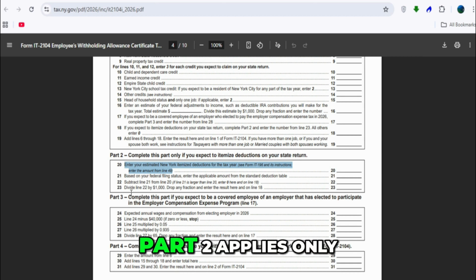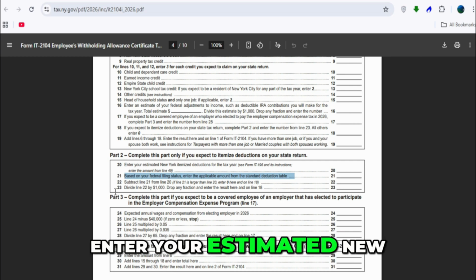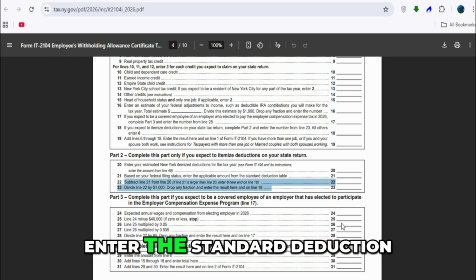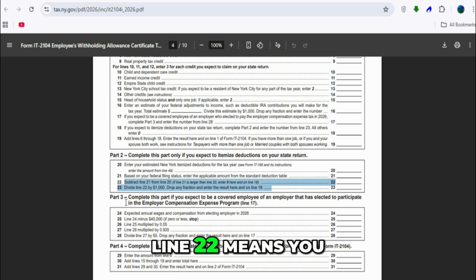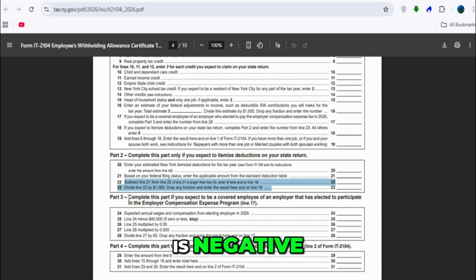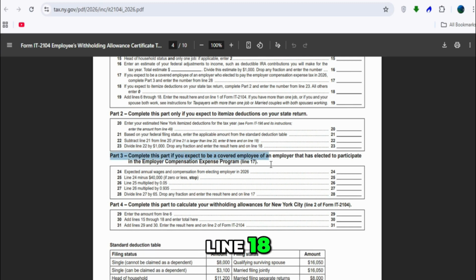Still on page 4, part 2 applies only if you expect to itemize deductions. Here, line 20 means you enter your estimated New York itemized deductions. Line 21 means you enter the standard deduction amount based on your filing status from the table. Line 22 means you subtract line 21 from line 20, and if the result is negative, you put 0. And line 23 means you divide that result by 1,000, drop any fraction, and put that number, which flows back to line 18. If you do not itemize, you skip all of part 2 and enter 0 on line 18.